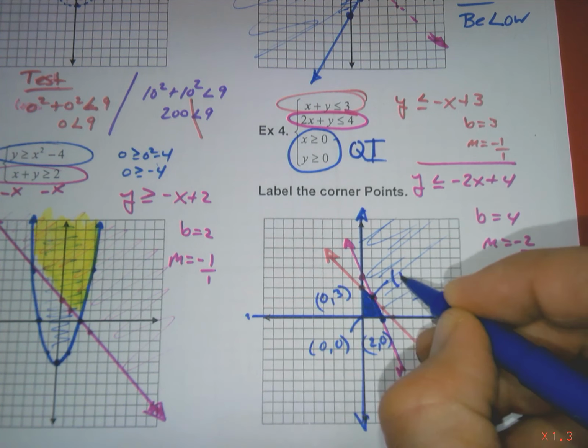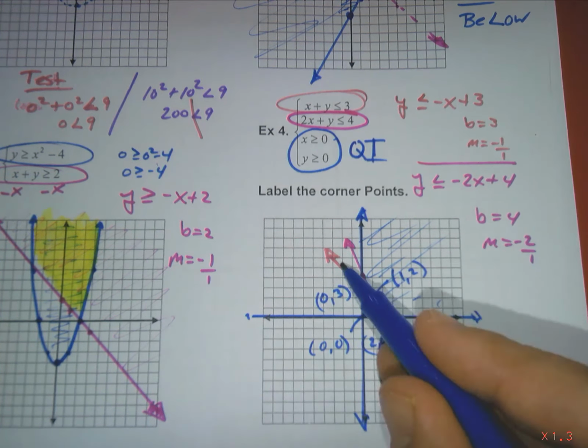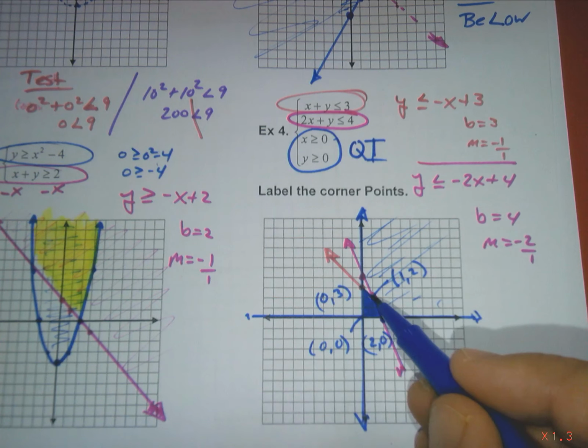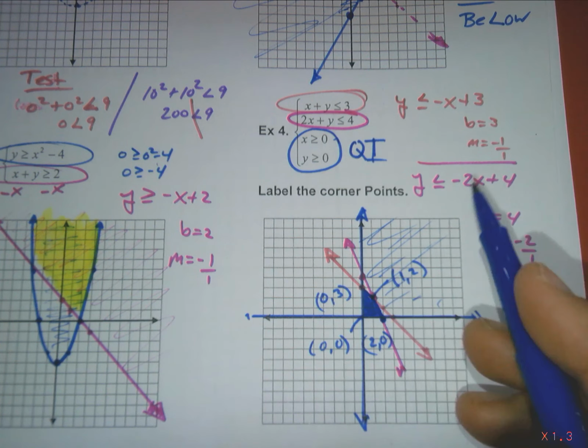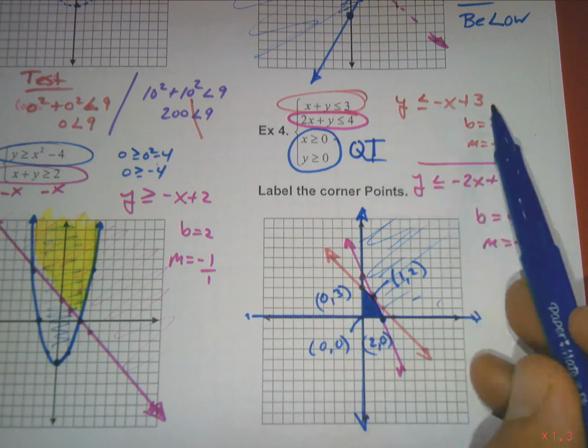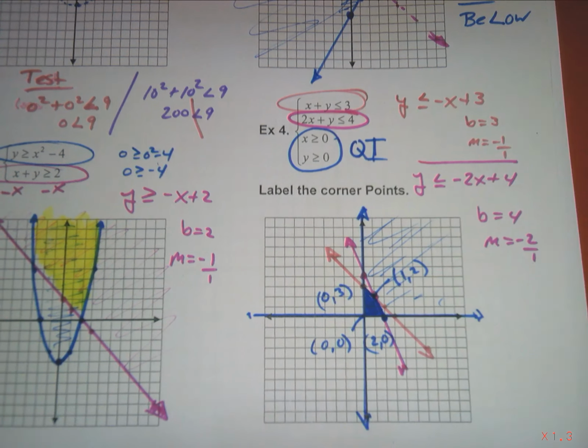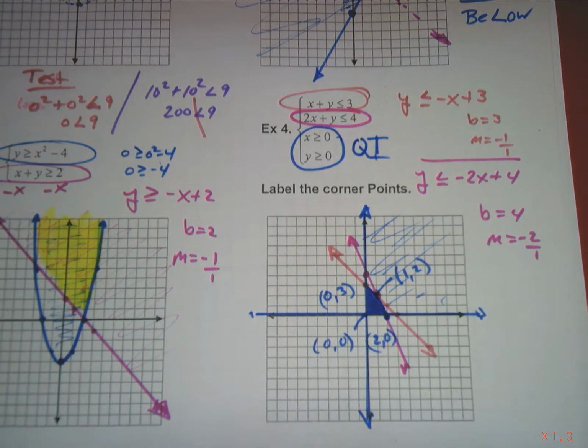That is 1, 2. Now sometimes those two intersect at like a decimal, and that's where you might use your calculator to graph this guy and find the intersection. Go second trace intersect and find it that way, or you could do substitution or elimination and solve it. But most of the time you're going to be able to find that corner point pretty easily just on your graph paper. But if you're not using graph paper, oh man.